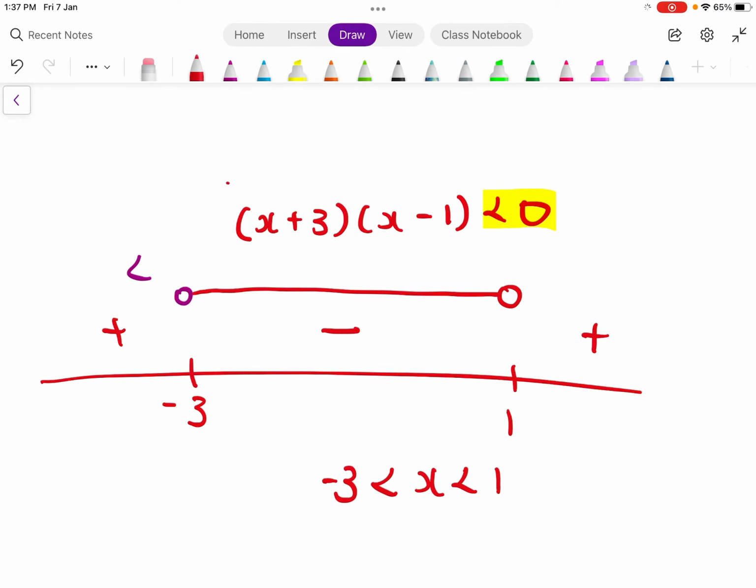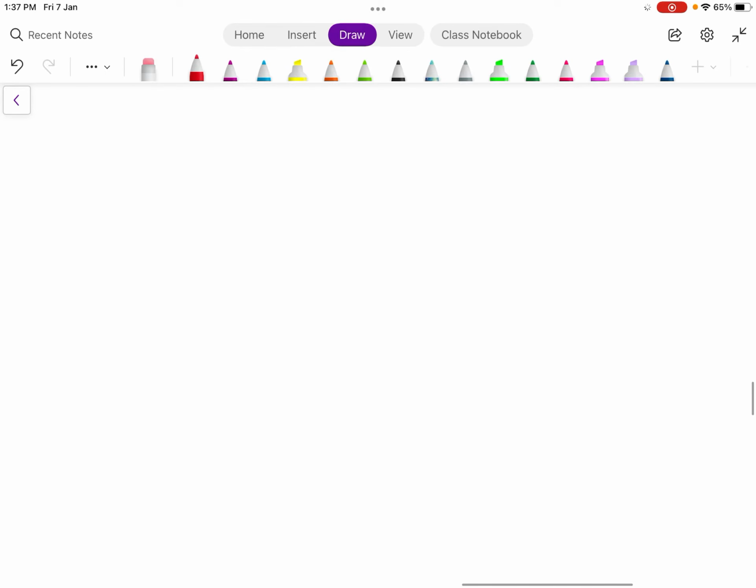Of course, which method you choose really depends on you, which one you understand better, or which one you feel more comfortable using. For me, I will use a number line because the number line is more generic. What do I mean by that? For example, let's just say I give you 3 brackets instead of 2 brackets.